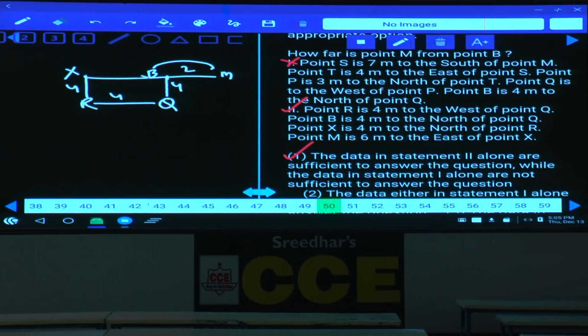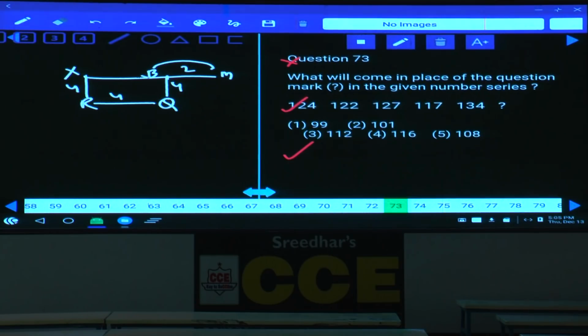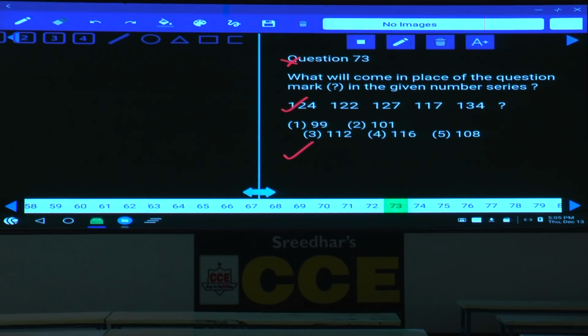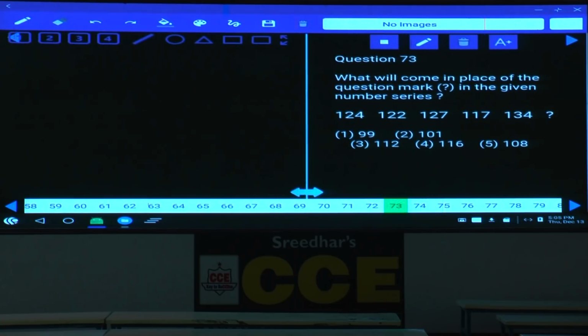As we are done with these 50 questions, let us discuss number series. Yes, any number series questions in this paper? No? 70? 70. Now question number 73 onwards. Question number 73: 124, 122, 127, 117, 134. Tell me what is your answer here.